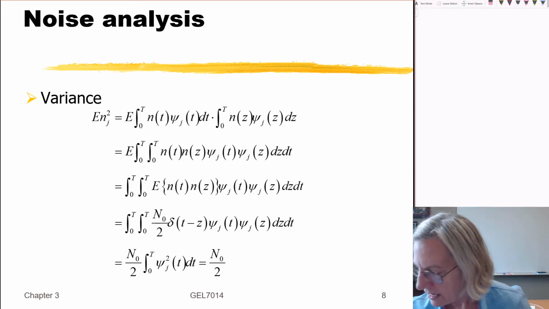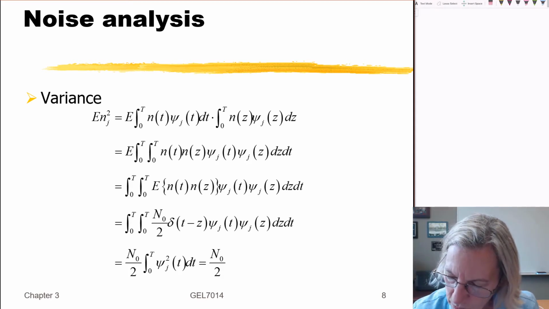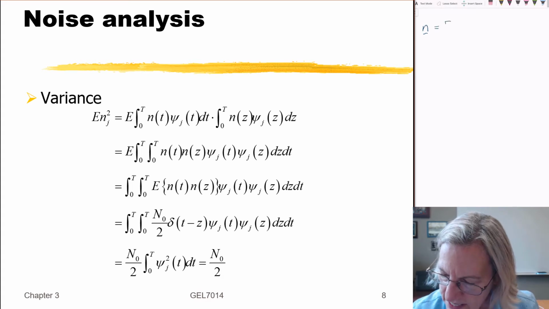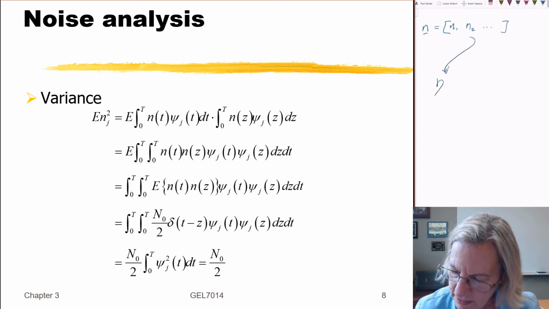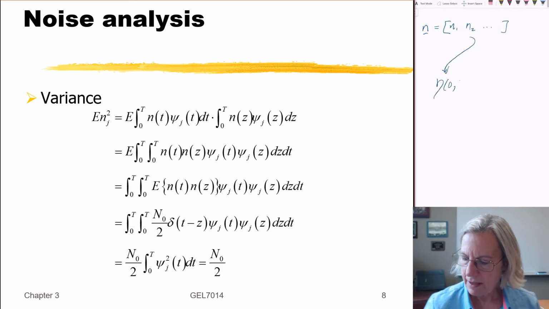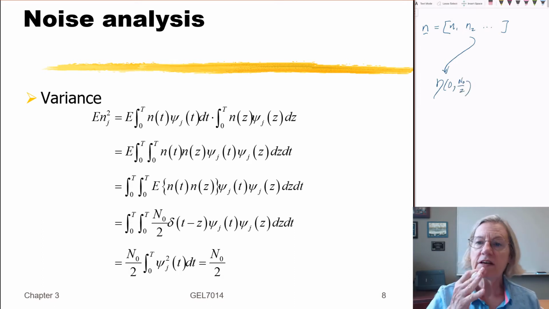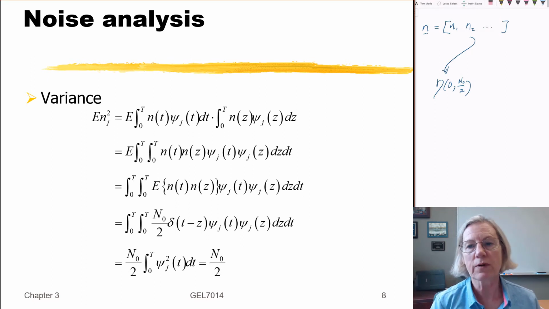Let me write this over here. So we have a noise vector, and this has all kinds of elements. We know that if I take any one of these, it will be Gaussian, 0 mean, and variance n0 over 2. So we have the probability density function for each one of these elements.